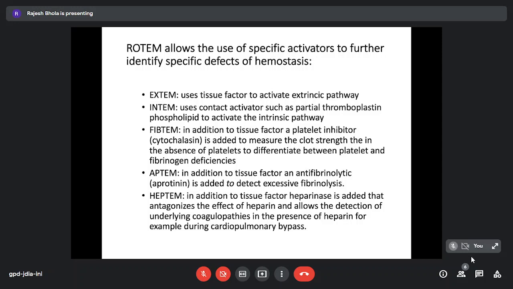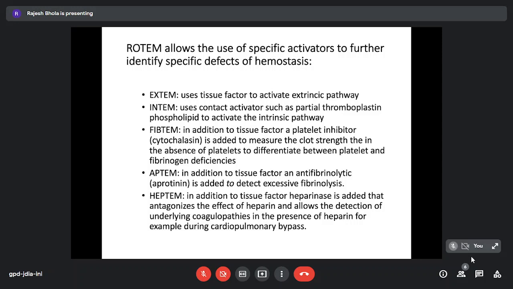EXTEM is similar to the extrinsic pathway, where we use tissue factor to activate the extrinsic pathway. INTEM uses a contact activator, such as partial thromboplastin phospholipid, to activate the intrinsic pathway, which is similar to the intrinsic pathway in the coagulation system. In FIBTEM, in addition to the tissue factor, a platelet inhibitor like cytochalasin is added. So whatever the impact is, it is because of the fibrinogen alone. When we want to nullify the impact of platelets and look into whether fibrinogen is defective or its quantity is less, we can run FIBTEM.